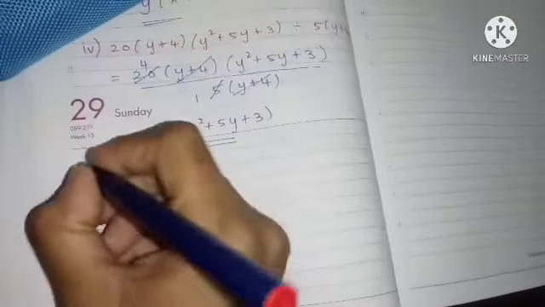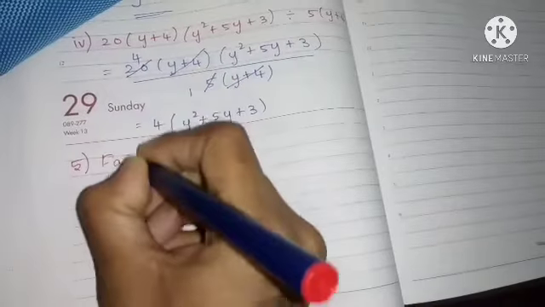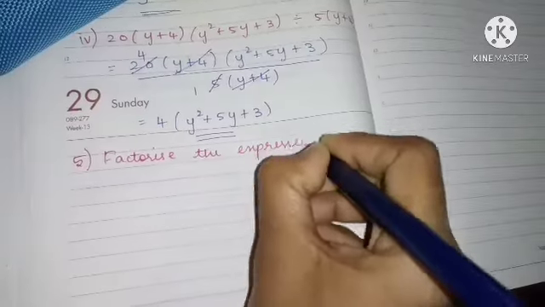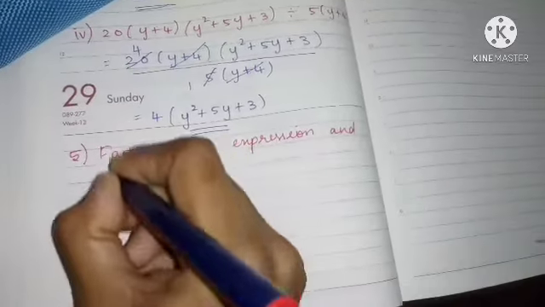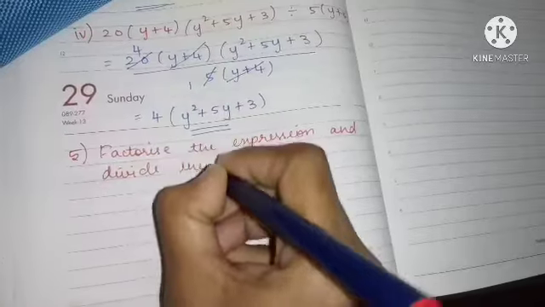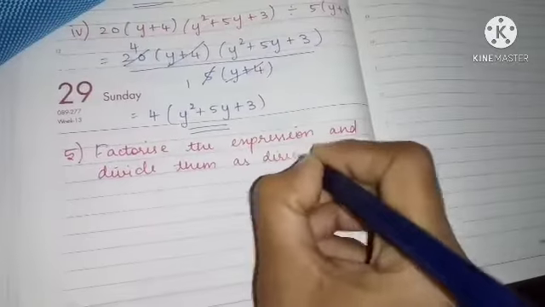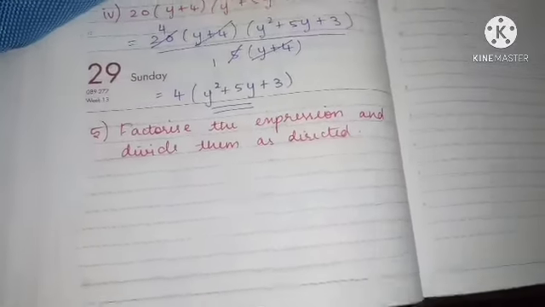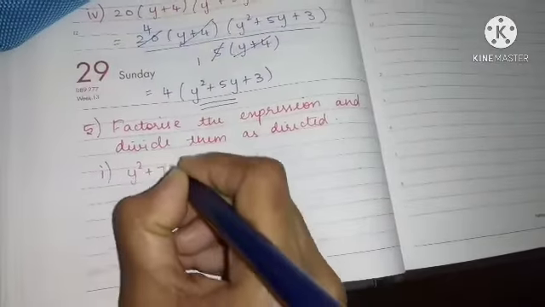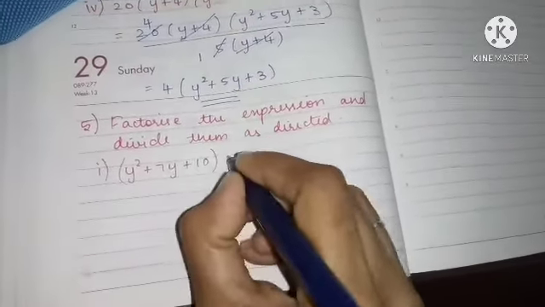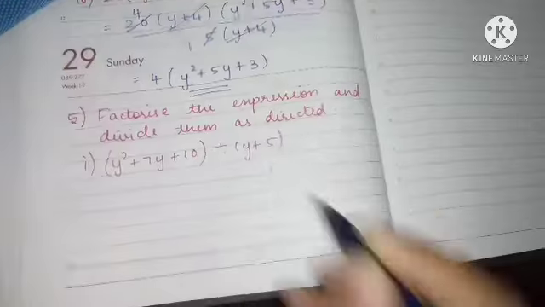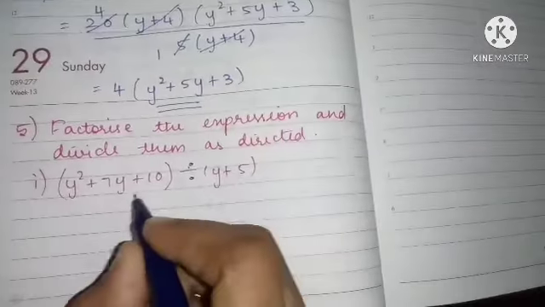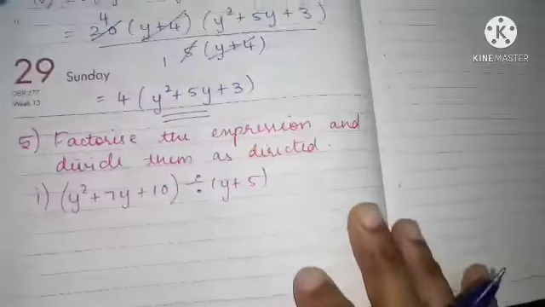Okay, children. Fifth problem: factorize the expression and divide them as directed. So factorize means what? We have to factorize using the identity, and then we are going to cancel if possible. Y square plus 7y plus 10 divided by y plus 5. Now what is this? This looks like some identity should be used to factorize the expression.